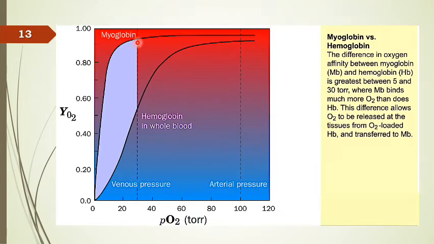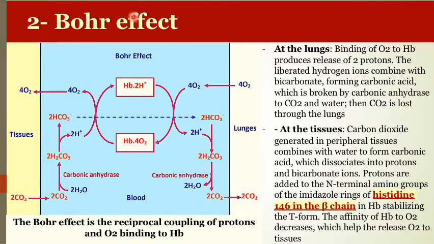The third graph is a comparison. This is the difference, the light blue color, between hemoglobin and myoglobin, the difference between 0 and 30. And this large slope means that myoglobin delivers its oxygen at a partial pressure of oxygen of 5 millimeter mercury during severe muscle exercise. This is the Bohr effect. What is the Bohr effect?